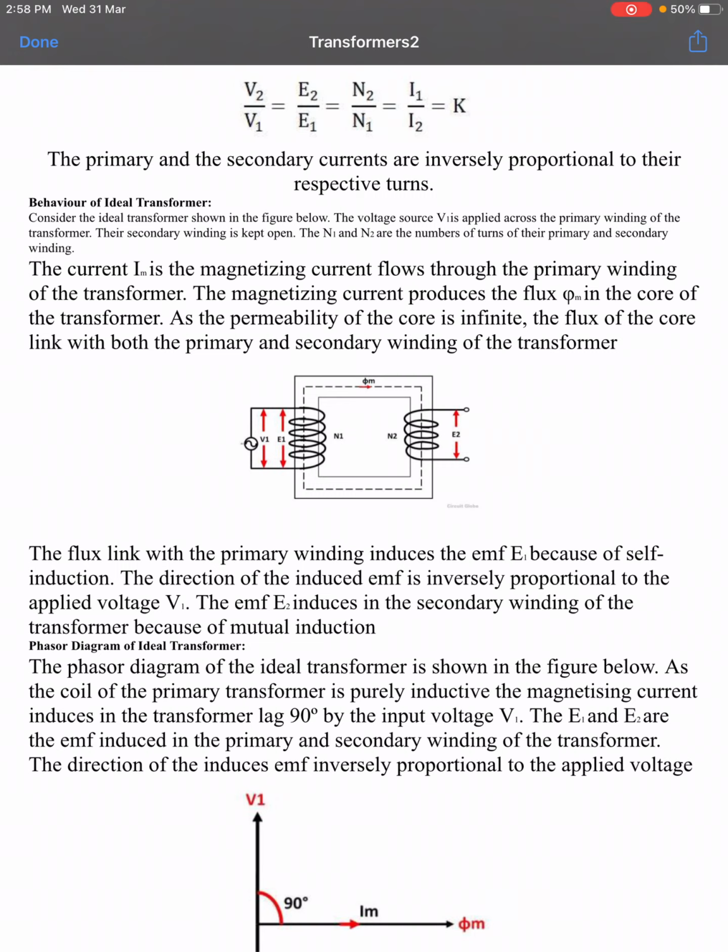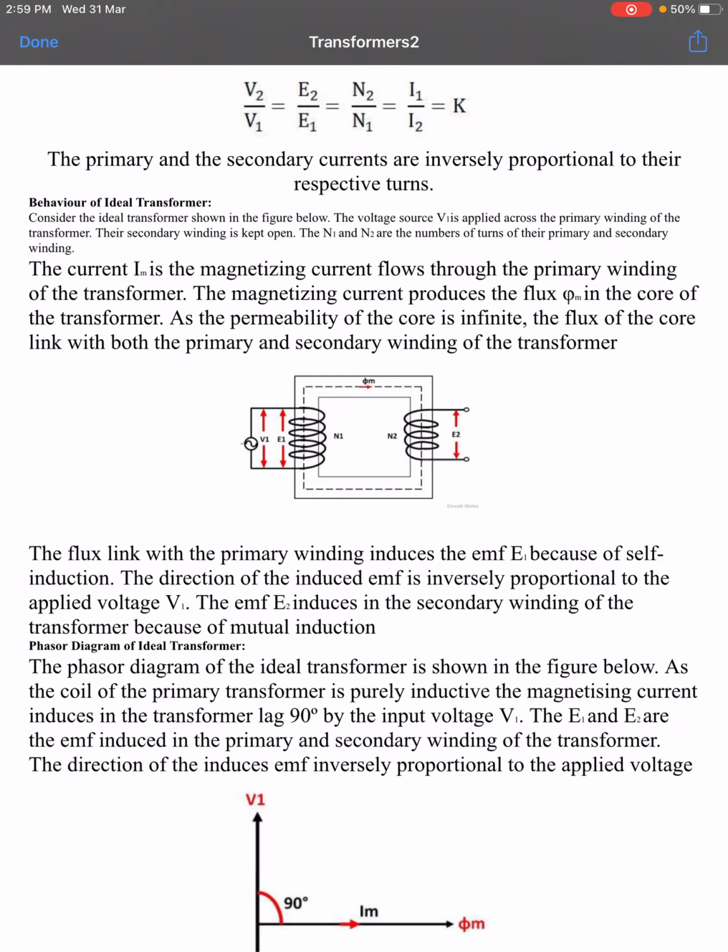In the ideal case, the important point is that we don't have any losses. The ideal transformer is free from all types of losses, so we get 100% efficiency. Always, the induced EMF is opposite to the applied voltage, from Lenz's law. There are no losses.